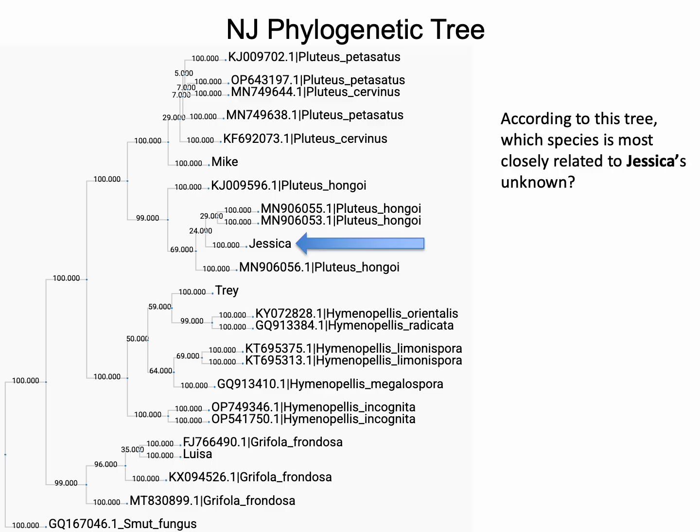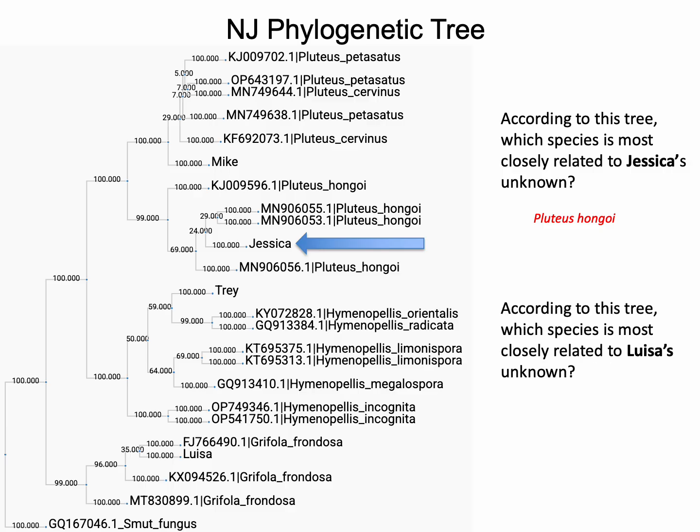How about Jessica's sample? According to this tree, which species is most closely related to Jessica's unknown? Go ahead and hit pause until you think you know the answer. All right, if you said Pluteus ongoi, you would be correct. Jessica's sample is more closely related to Pluteus ongoi samples than another sample of the same species even is. Because she's contained within this clade that only has members of that species and no other species, we can be pretty confident that her sample is the same species.